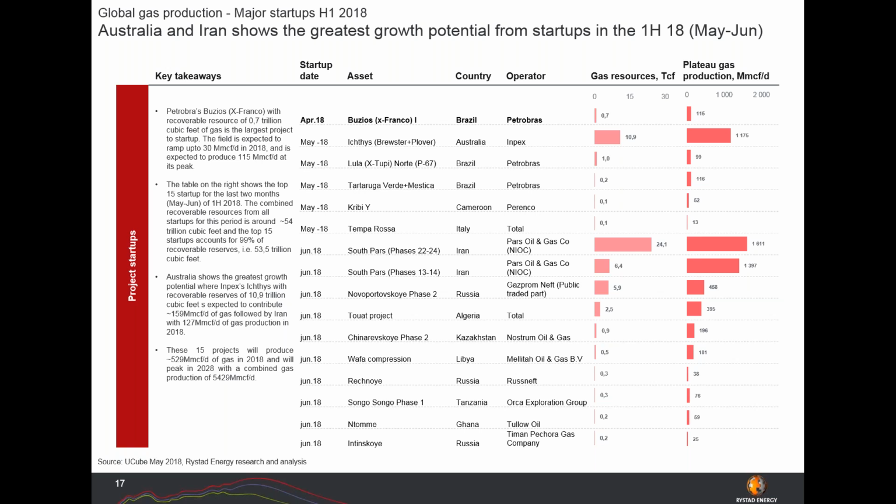Apart from Iran, Australia also shows the greatest growth potential from first half 2018 gas startups. In such a way, INPEX's Ichthys field, with recoverable reserves of 10.9 trillion cubic feet, is expected to contribute 160 million cubic feet per day of gas in 2018 already.